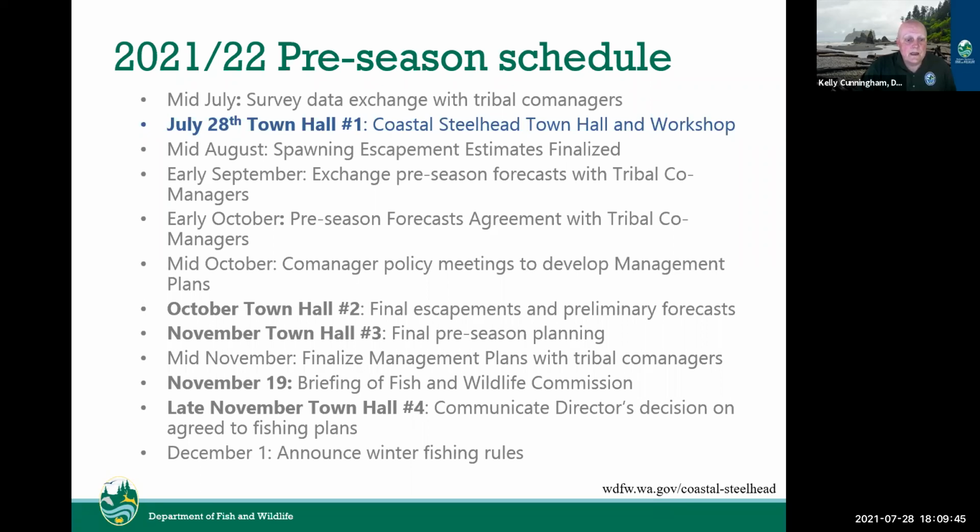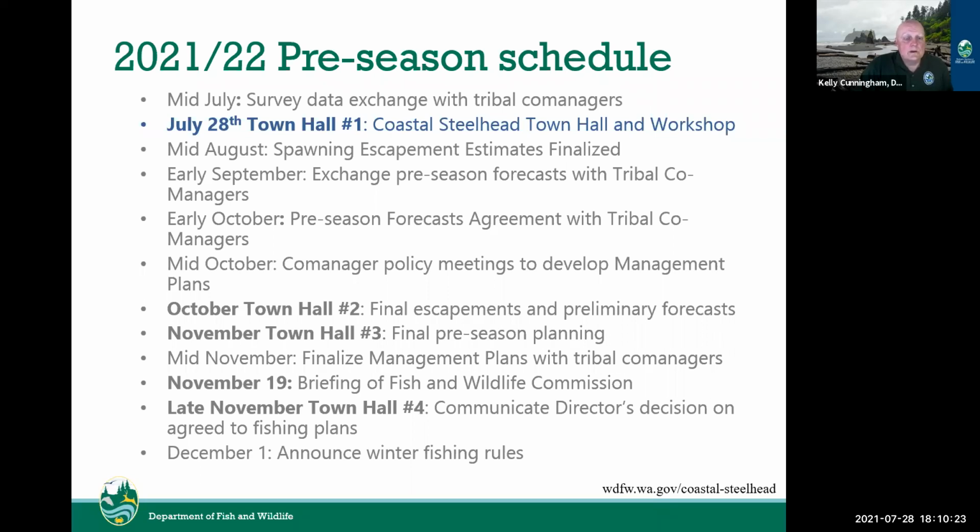So moving on from tonight, in mid-August, we're going to have our spawning escapement estimates finalized with our co-managers. In early September, we're going to exchange that information with our co-managers, the forecast information. And then in early October, we are scheduled to have our preseason forecast agreements finalized with our co-managers. That's going to bring us into mid-October. The co-manager policy meetings will be initiated. And again, the purpose of those is developing the management plans.